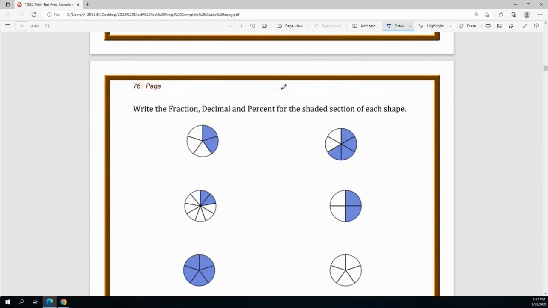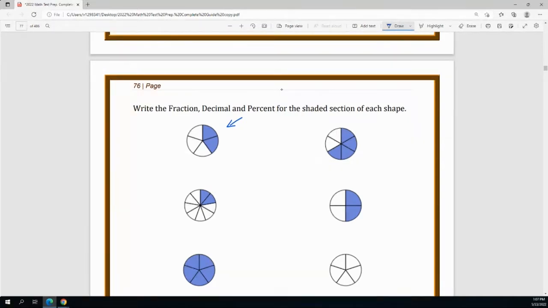Write the fraction, decimal, and percent for each shaded section of each shape. Now, this is a very important skill. One of the most important things that you have to learn is how to count and how to show a count. Let me describe. If I said in this first one, what is the fraction of blue?